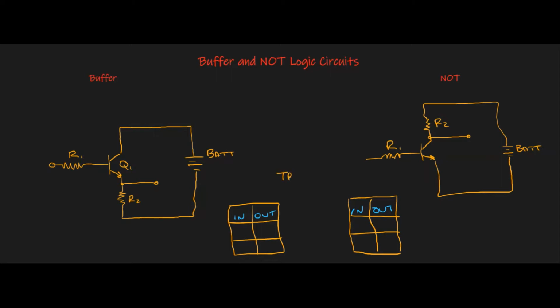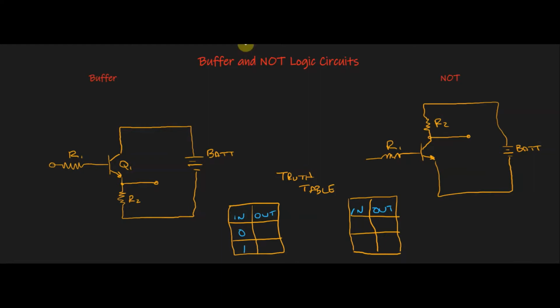I haven't really defined the truth tables yet. These two boxes down here are truth tables. What a truth table does for us is give us a nice visual, give us data, and tell us what our output is based on our input on our logic gates.